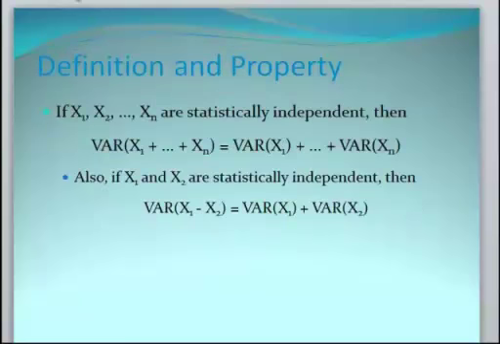Now, if we have a bunch of random variables that are statistically independent, then we can say that the variance of all of them added together is equal to the sum of the variances of each one taken separately.